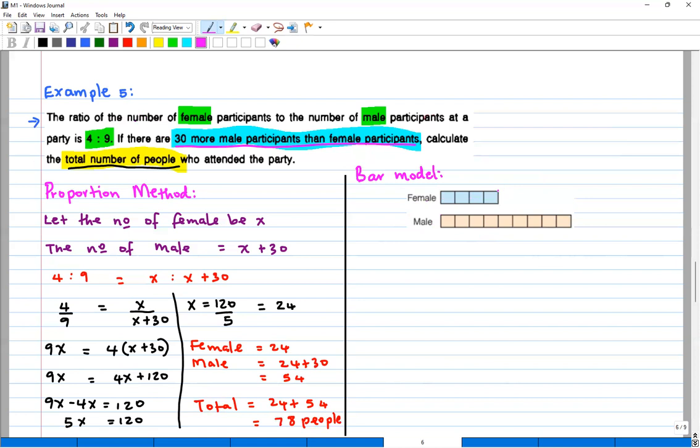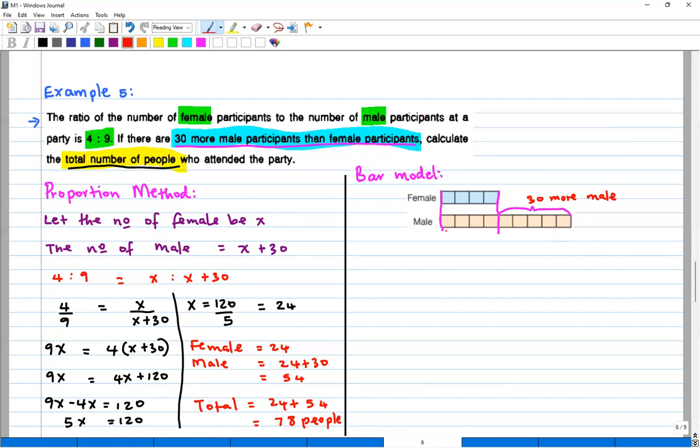Now, you look at this point. At this point, the number of female is equal to the number of male. But from here, this is where we have more male, 30 more male. So it means that from this point, we have 30. These are 30 more male than female. Now, how many squares are these? 1, 2, 3, 4, 5. Now you see that 5 squares stands for 30.